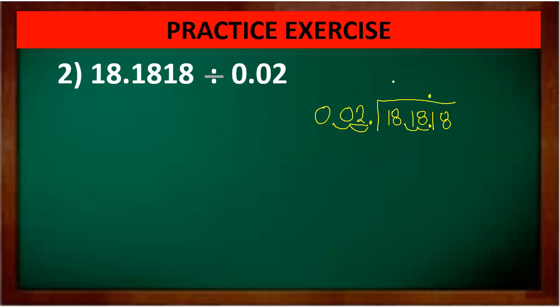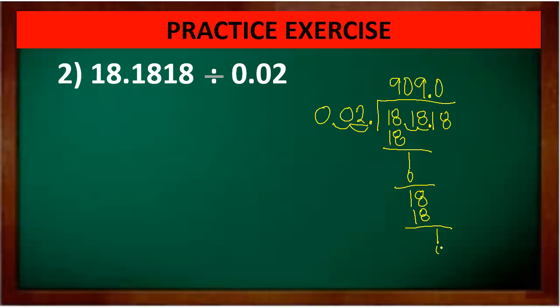So 18 divided by 2 is 9. 9 times 2 is 18. 18 minus 18 is 0. Bring down 1. 1 divided by 2 is 0. 0 times 2 is 0. Bring down 1. 1 minus 0 is 1. Bring down the 8. 18 divided by 2 is 9 again. 9 times 2 is 18. 18 minus 18 is 0. Bring down 1. Again, 1 divided by 2 is 0.